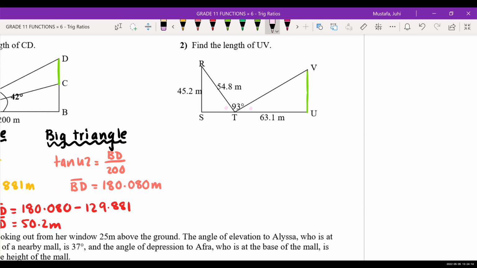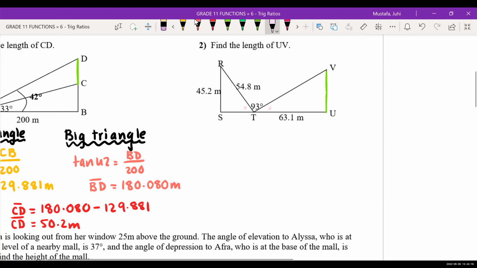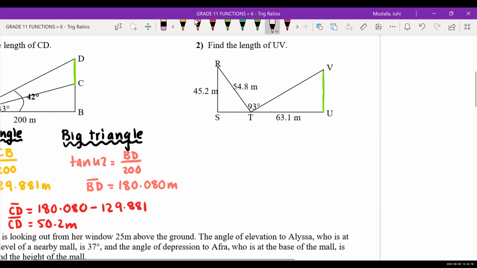Do we want special names for these? Maybe we can use just X and Y. So I'll call this angle measurement X and I'll call this angle measurement Y. To figure out X, we have the opposite and the hypotenuse. So we're going to be using sine for this. It's going to be sine X is equal to 45.2 divided by 54.8.